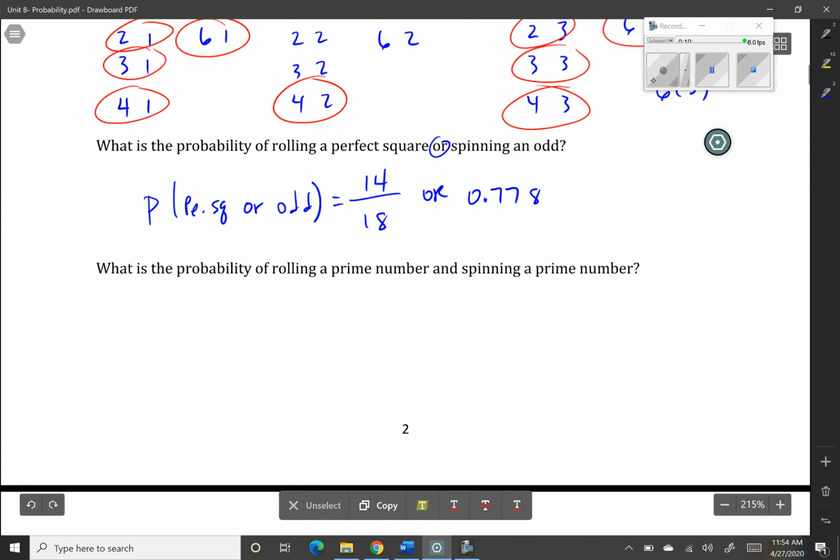The next one says, what's the probability of rolling a prime number and spinning a prime number? To understand that, we have to understand what a prime number is. A prime number is anything that has multiples of 1 and itself. So numbers in this scenario that are prime numbers are 2, 3, 5. There are no other prime numbers in this scenario. So go ahead and see if you can find this probability on your own.